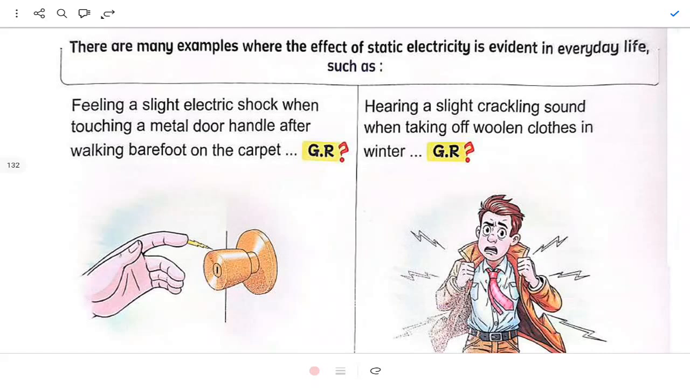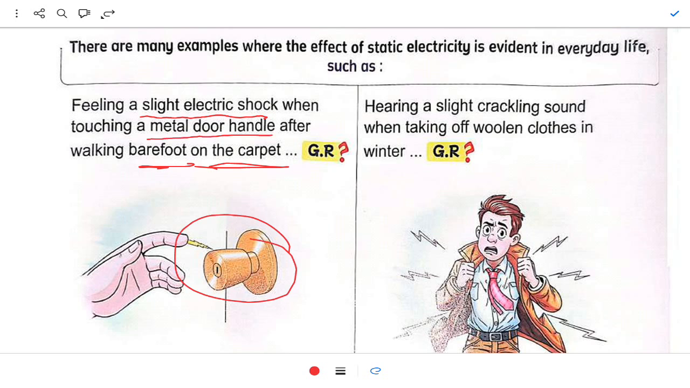Sometimes when you walk barefoot on carpet, you feel a slight electric shock when you touch a metal thing like a metal door handle. So sometimes you feel a slight electric shock when you touch a metal door handle after walking barefoot on the carpet, without wearing a shoe or anything on your foot.